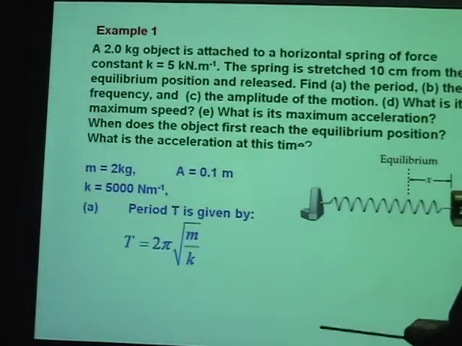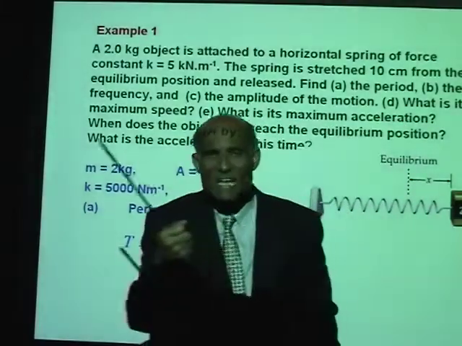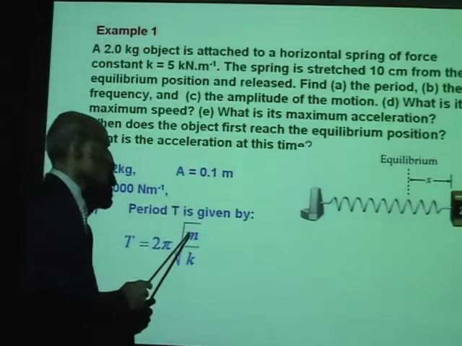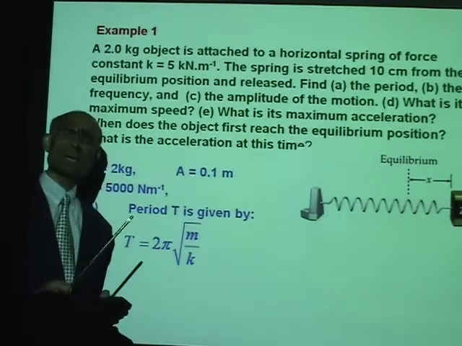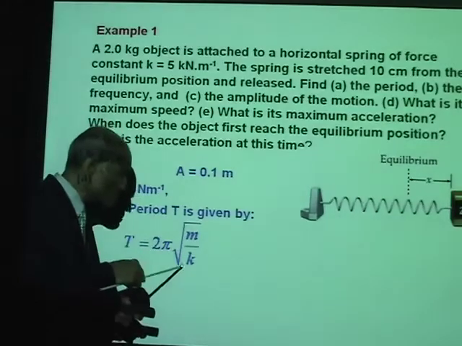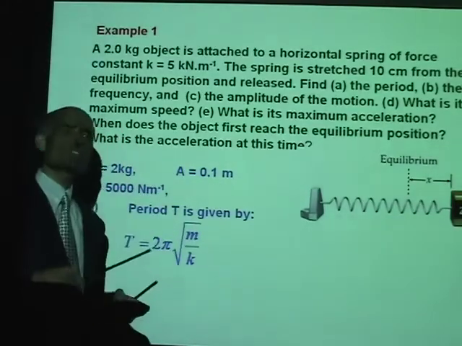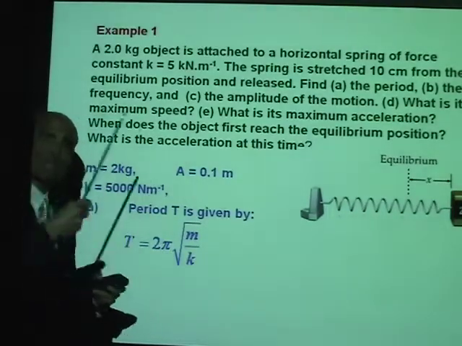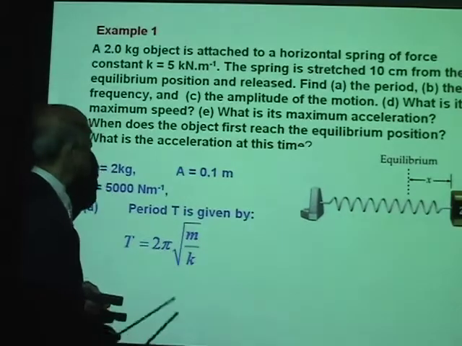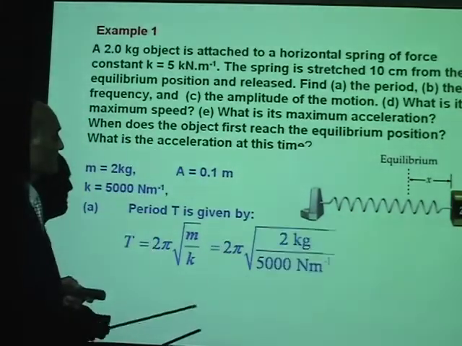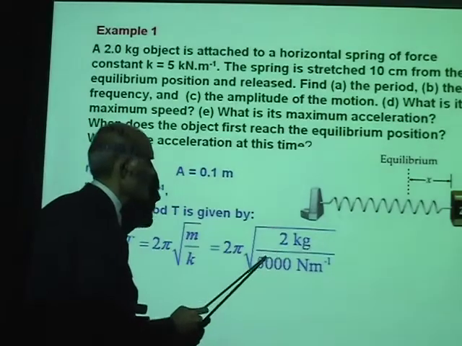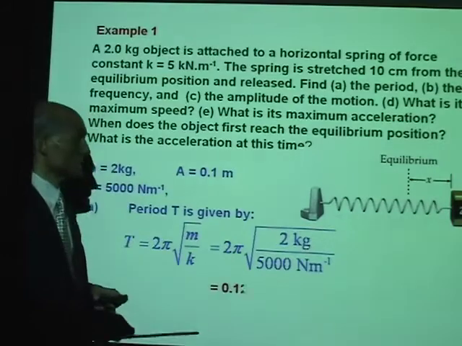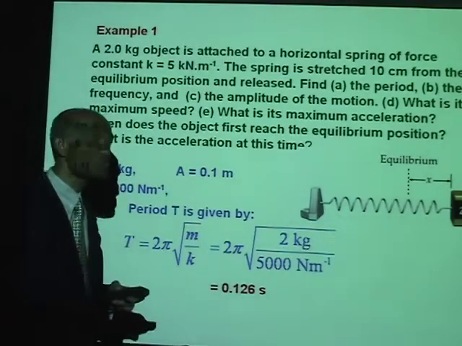Now, what is the period? The period of an oscillating spring is given by T equals 2 pi square root of m over k. Do you remember that? I think I forgot to include this equation when I picked equations. But look at the equation there. We have all those values there. So put m equal to 2 kilograms, k is 5,000 newton per meter, and put that in your calculator. I got it as 0.126.